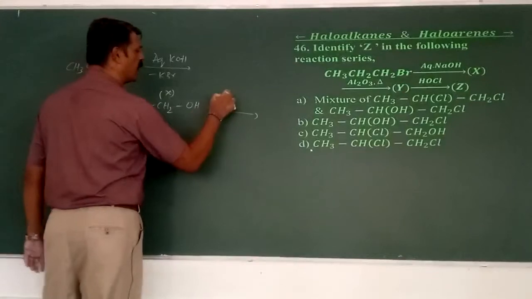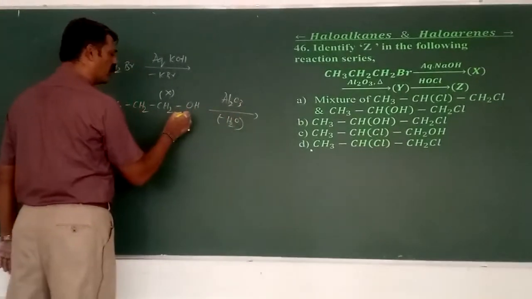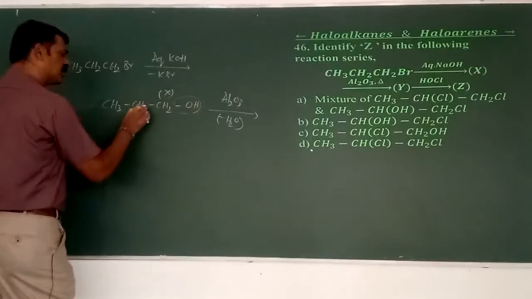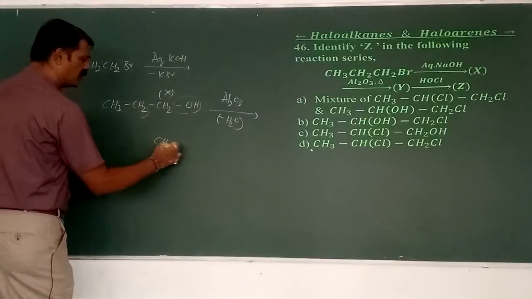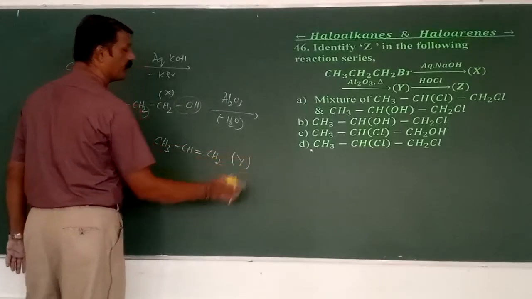This on treating with Al2O3, the best example for a dehydrating agent, means removal of water. Removal of water means OH has been removed from the adjacent carbon atom, and you will have this, CH3CH=CH2. This is called Y, I think.